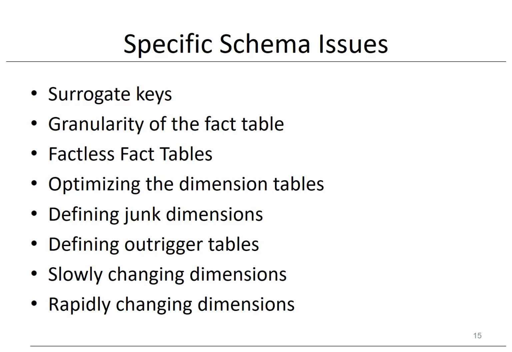In this section, we elaborate on some specific scheme issues. We discuss the use of surrogate keys and the granularity of the fact table. We introduce factless fact tables and give recommendations to optimize the dimension tables. We define junk dimensions and outrigger tables. We conclude with guidelines on dealing with slowly and rapidly changing dimensions.